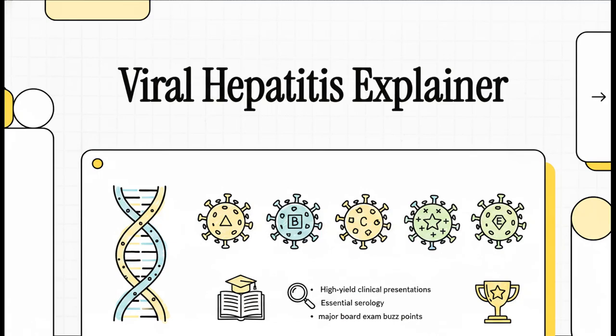Hey everyone, and welcome to this explainer. Today, we are cracking the code on the 5 major hepatotrophic viruses. That's hepatitis A, B, C, D, and E, and we're going to make their complex etiologies incredibly clear.